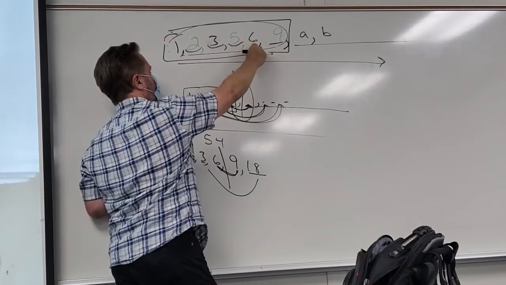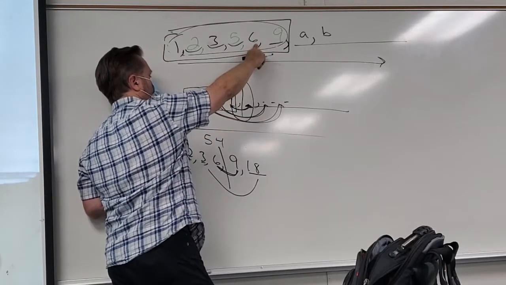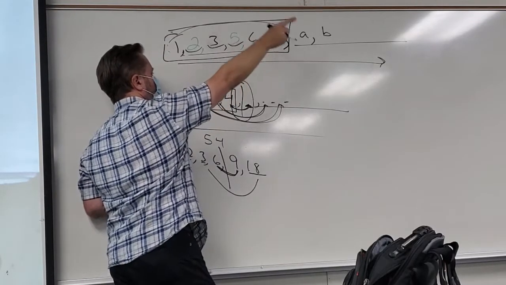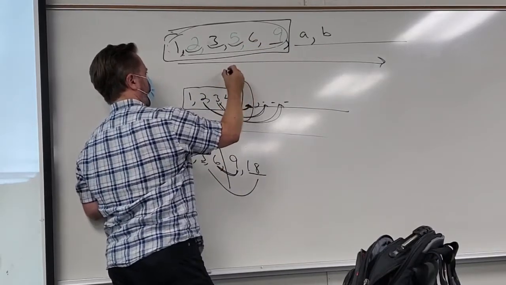Are 5 and 6 relatively prime? Yes. So 5 times 6 has to go in. So that's 30. What was this number again? It was 24, right? Yeah, it was 24.